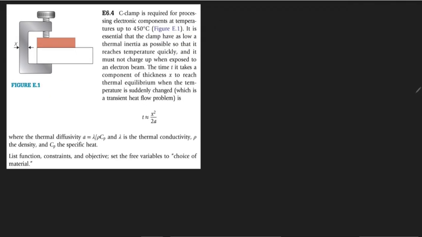So guys, for question 6.4, take a second, pause the video and read the question. In this question, we are trying to find the function, constraints, objective, and free variable of this particular design. So first we have the function. The function is always in the design requirements.